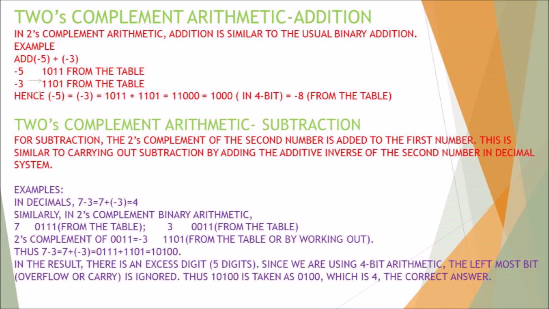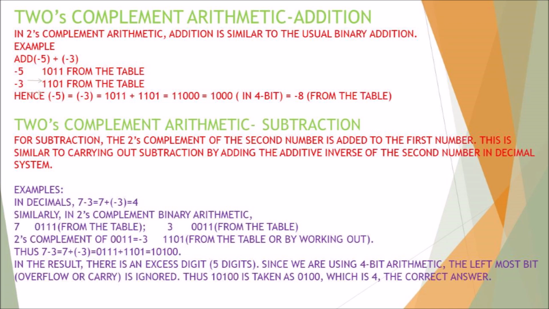So we take from the rightmost number up to the 4th bit, and the answer will be 1000, and the remaining one, the 5th digit, represents the sign. If it is 1, the answer is a negative number. If the 5th digit is 0, then the answer is a positive number. So this is how we identify negative and positive numbers in binary arithmetic.